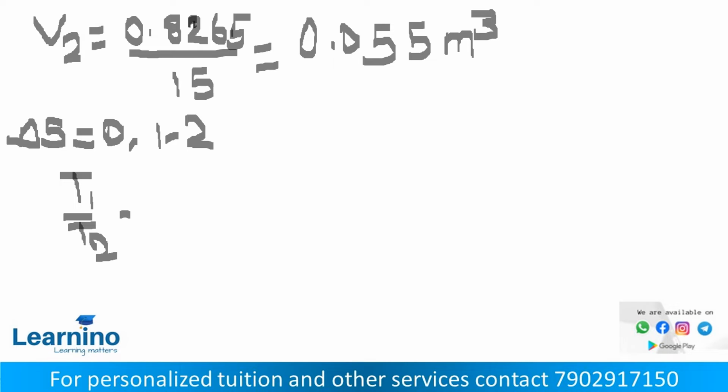No, T2 divided by T1. Let us look at it that way. Generally we write it like that. T2 divided by T1 is equal to (V1 divided by V2) whole raised to gamma minus 1. Correct. That is how we write it.